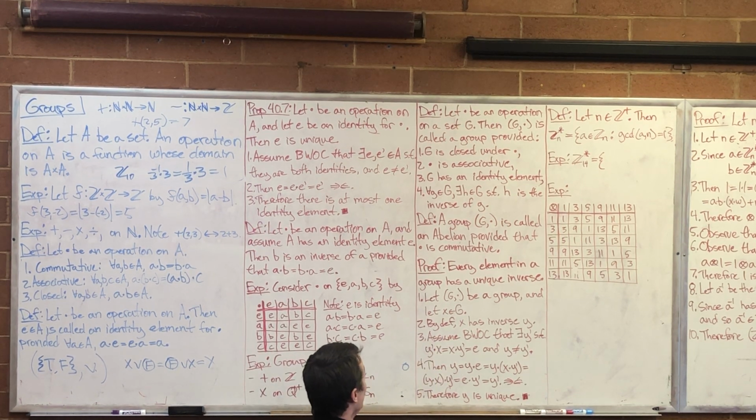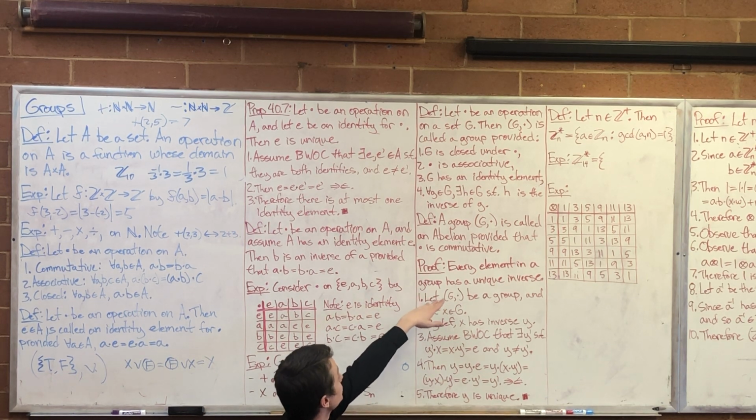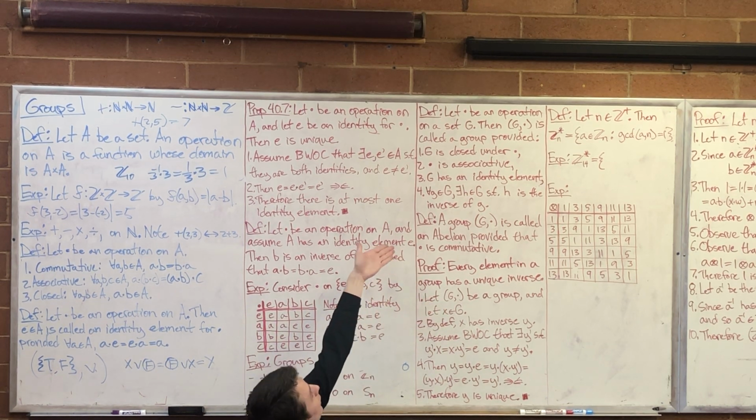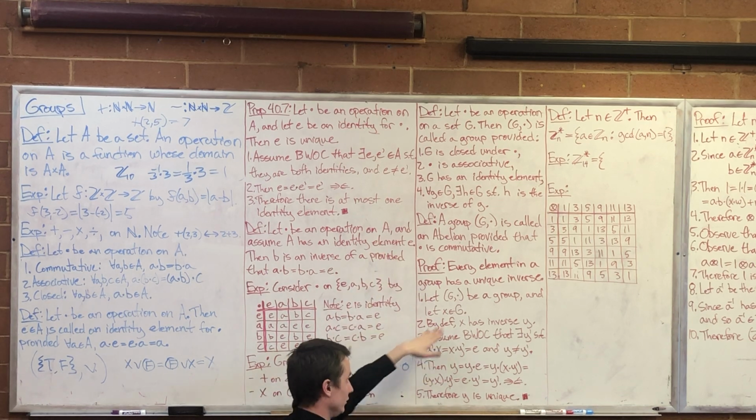Now we're doing a proof. Every element in a group has a unique inverse. It turns out that an operation being associative implies that it has a unique inverse. So we're going to prove that real quick. We're going to prove that every element in a group has a unique inverse, and a group has those 4 properties.